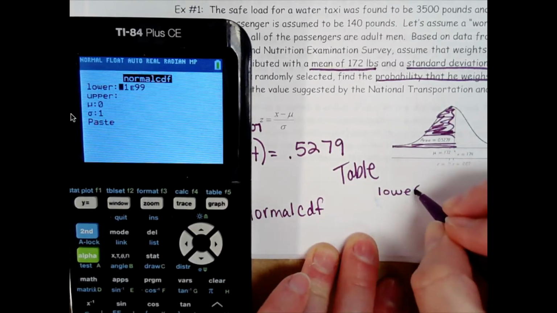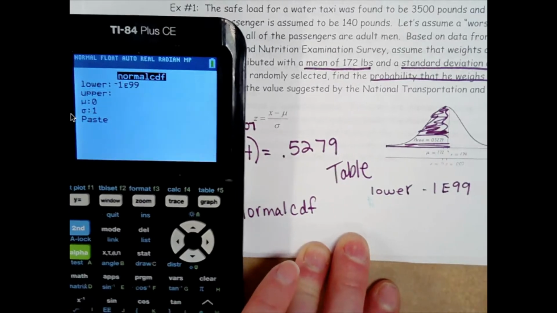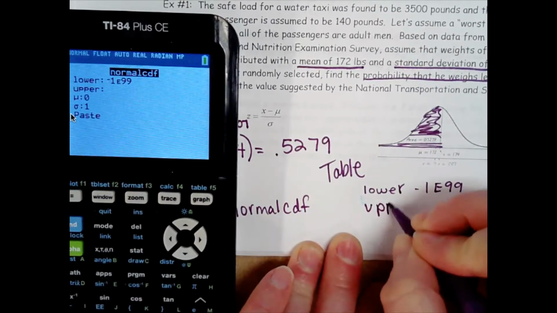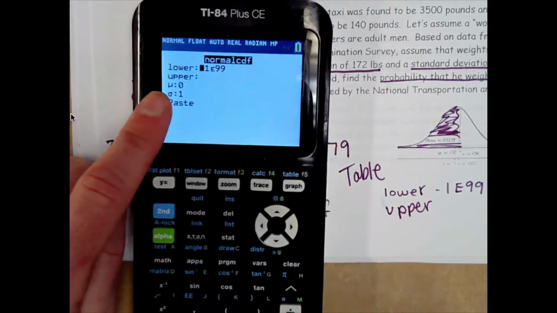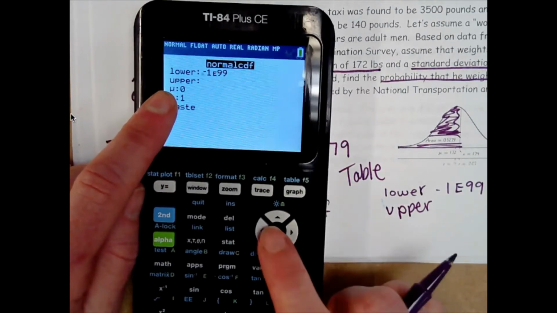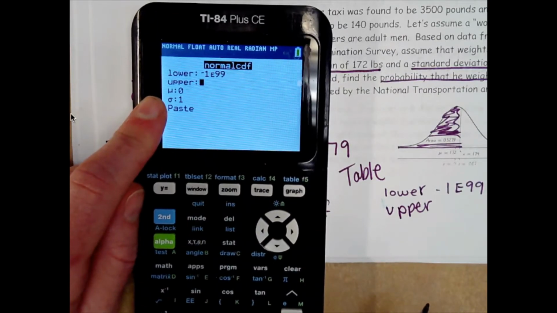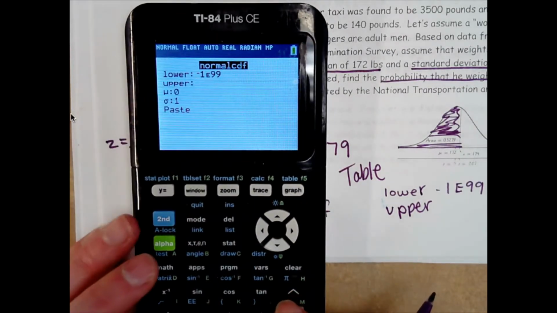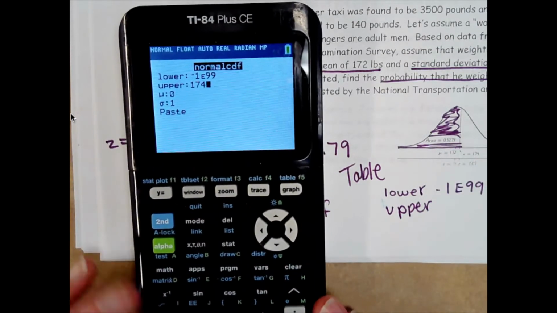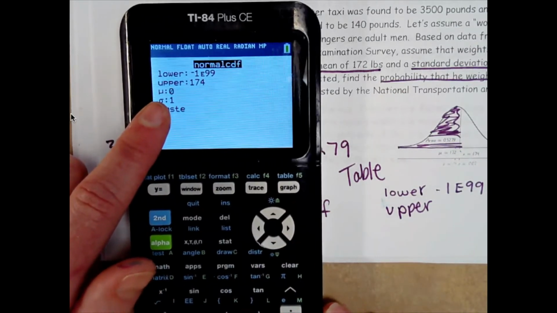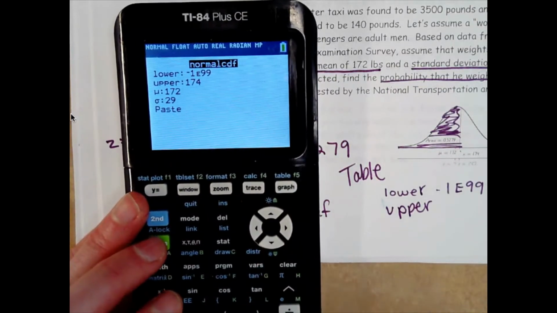Negative 1 E99. And then all the way up to, what do you notice about this? You have a mean of 0, but could we change that? I first need to do upper. Do y'all want to see something that's really helpful? We can actually change that to 174 and change our mean to the actual mean that we're given, 172, with a standard deviation of 29.